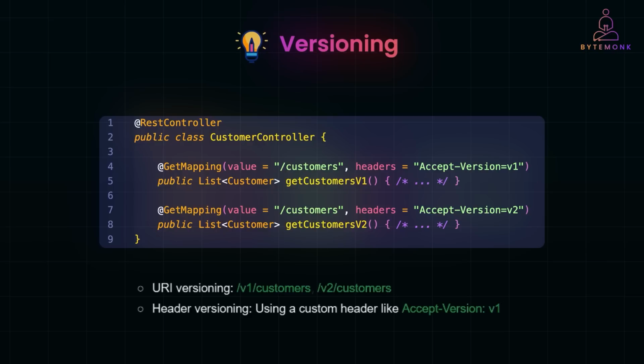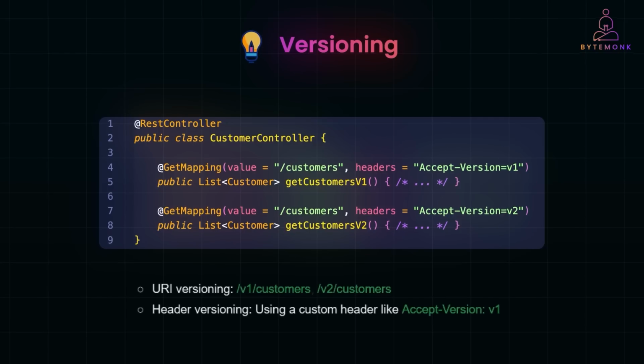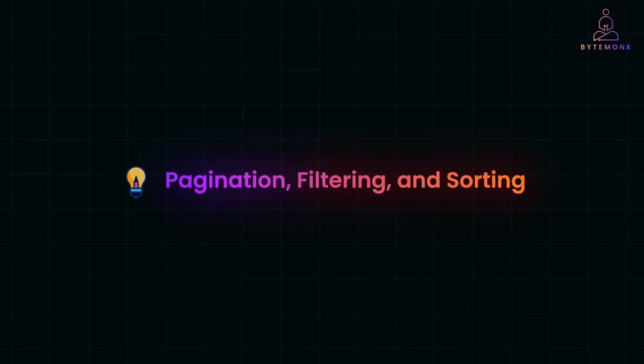And here is an example with Spring WebFlux. Here, both methods have the same URL, but are differentiated by the Accept-Version header. This approach is more flexible, but requires a more complex setup. Now, when your API deals with tons of data, sending it all at once can be a nightmare. That's where pagination, filtering, and sorting come in.